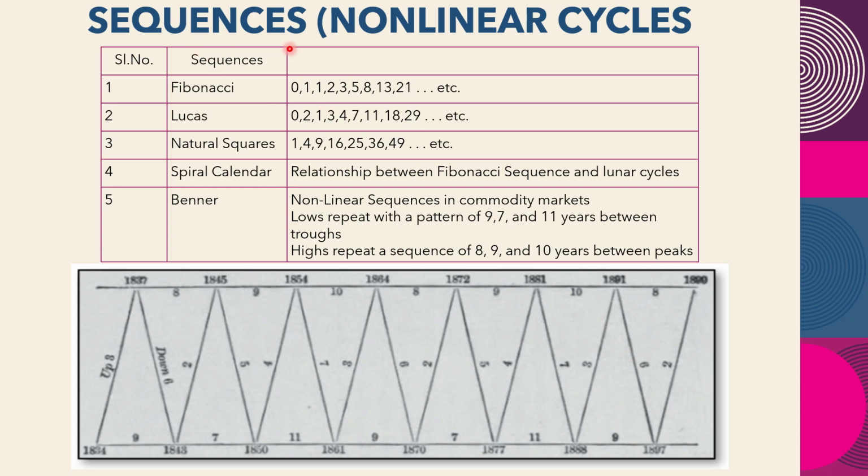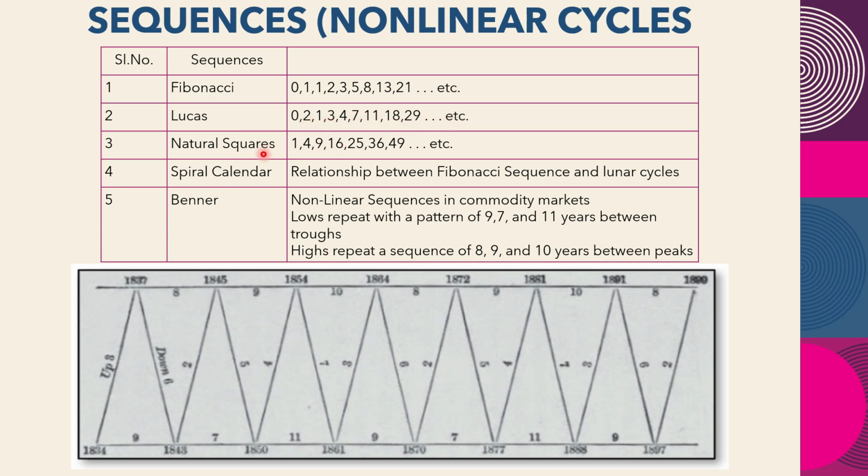Now come sequences, or non-linear cycles. We are all aware that we use Fibonacci tools in our trading. So how is Fibonacci arrived at? 0, 1, and 0 plus 1 makes the third one, and 1 plus 1 makes 2. 1 plus 2 makes 3, 2 plus 3 makes 5, and so on and so forth. And we use that pretty much. Most technical analysts use Fibonacci. Similar to Fibonacci, there is the Lucas sequence as well: 2, 1, 3, 4, 7, 11, 18, 29, etc.